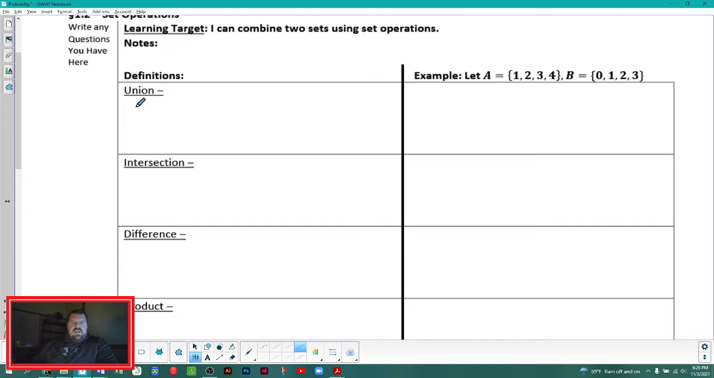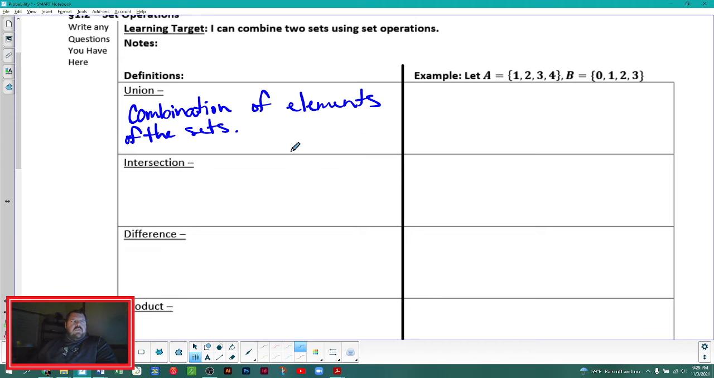So the union is the combination of the elements of the sets. A number is going to be in the union of the two sets if the number is in either set. I might try to write it this way: X is an element of, or X belongs to, the union of two sets if X belongs to A or X belongs to B. That's the more formal definition.